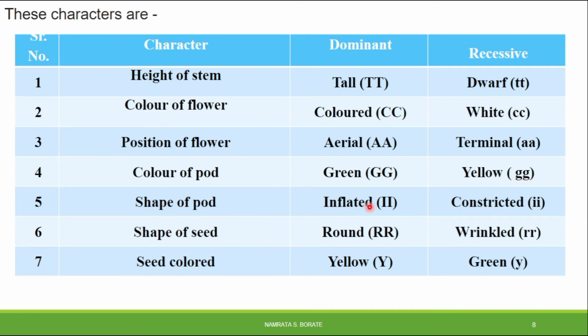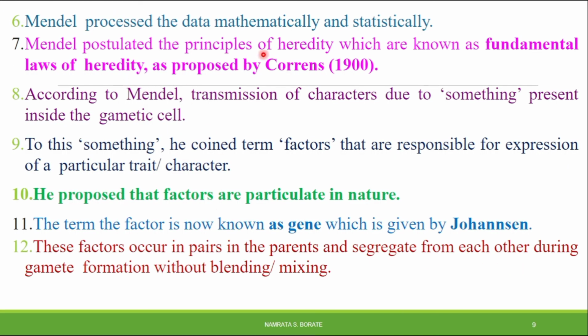Shape of the pod, inflated is capital I. Constricted is small i. Shape of the seed, round is capital R, and wrinkled is small r. Seed color, it may be yellow or green. Yellow is indicated as capital Y, and green is indicated as small y. Mendel proposed this data mathematically as well as statistically.